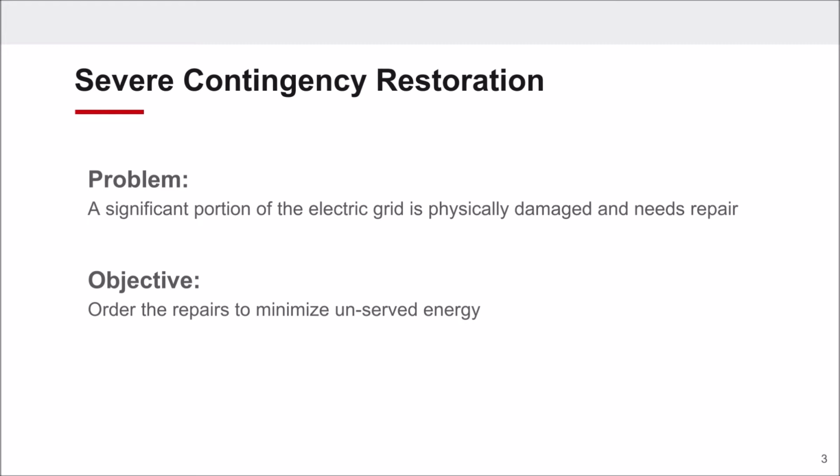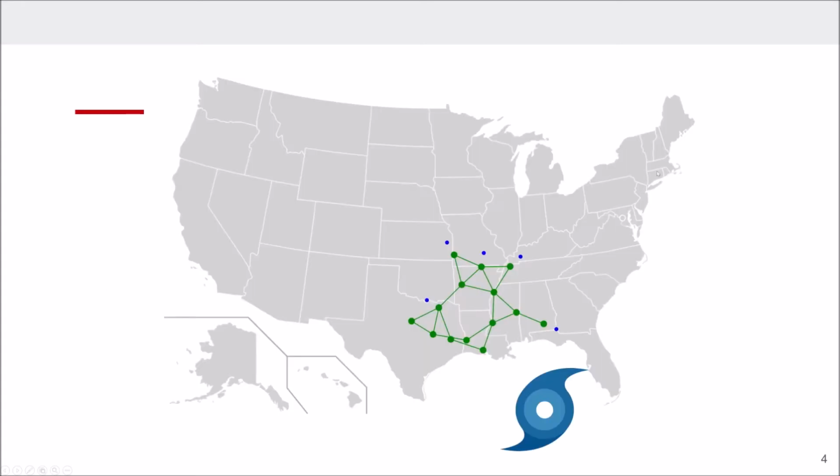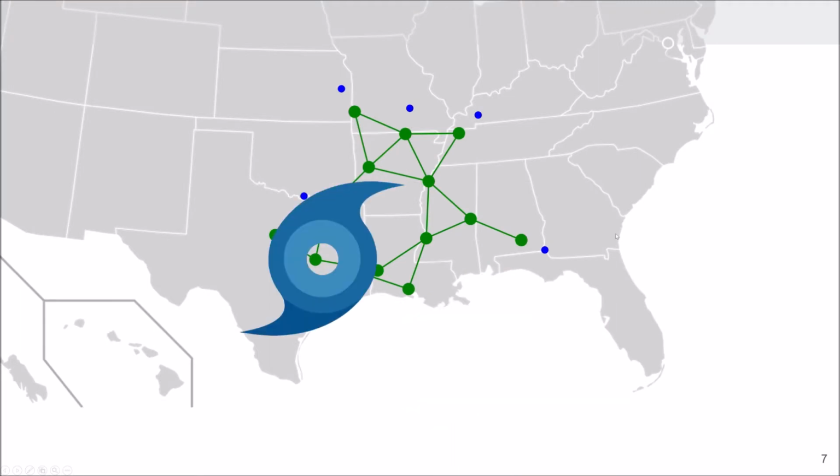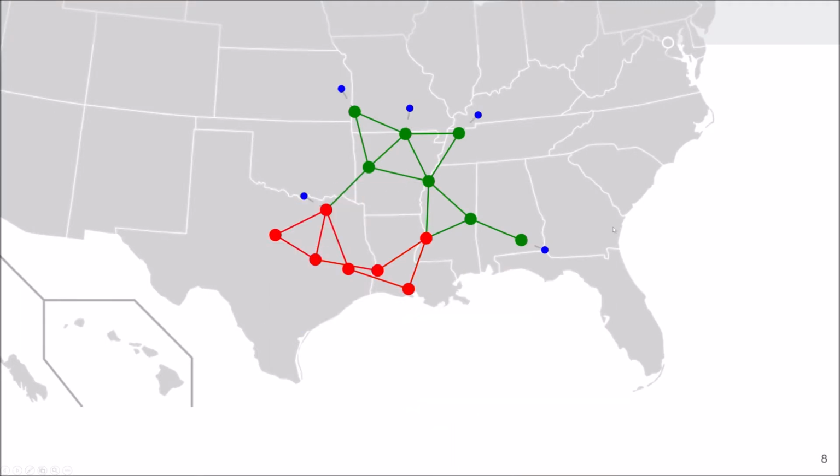So this is the total load power that is not able to be delivered, as well as the amount of time that that load is not being delivered for. Take, for example, a hurricane hitting the US Gulf Coast. That hurricane comes across and it takes out some transmission lines, floods some substations, and we need to figure out in what order do we start to repair these devices in order to restore power to the network.